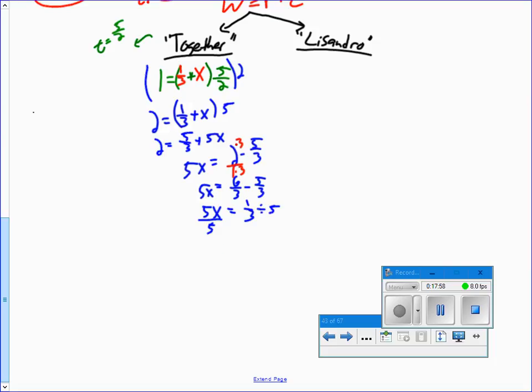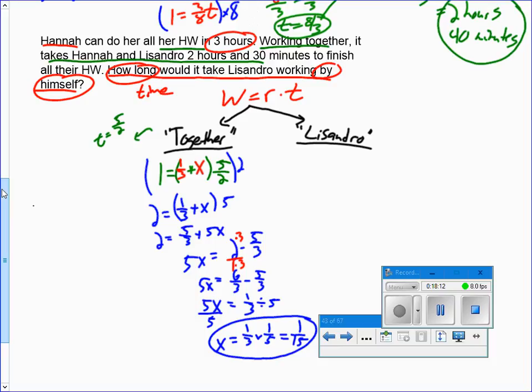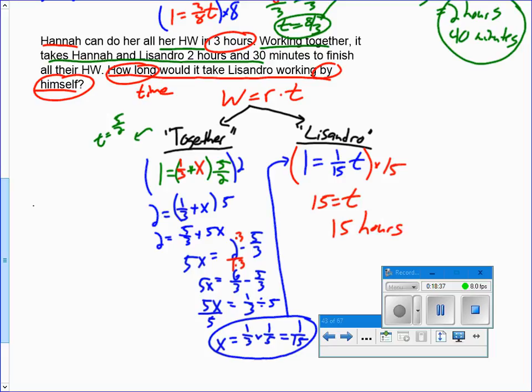Remember, when we divide by fractions, we flip and multiply. So this will be 1/3 times 1/5, which is 1 over 15. Now we're going to put that back up here, make an equation for Lysandro, and solve for this time. So the work is still 1. We know his rate now is 1 over 15, and the time is what we're solving for. So now this is a one-step equation. We just solve by multiplying by 15. So the answer would be 15 hours.